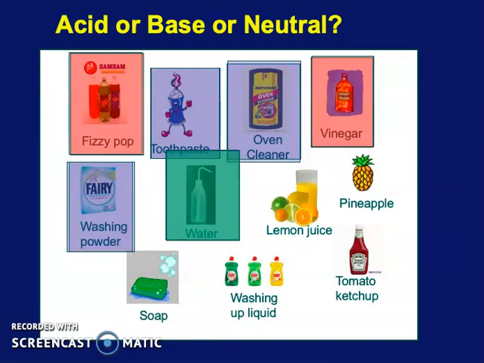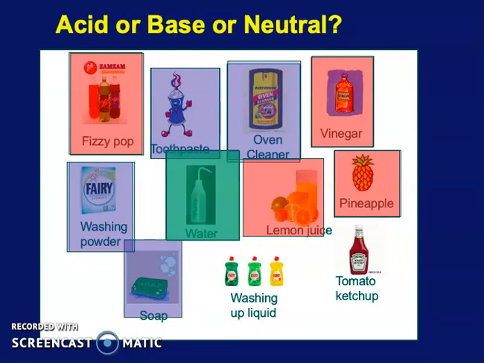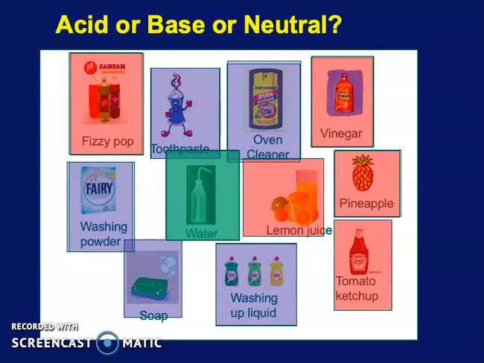It is neutral by an indicator. Lemon juice. Again, if you've ever drunk lemon juice, it's sharp, it's sour, so it has to be an acid. Pineapple, similarly, is an acid. Soap. We're in coronavirus land now where we're washing our hands all of the time. Soap is a base because it literally dissolves the coat of the virus. Washing up liquid is the same type of thing, it will dissolve fat, and so it is a base. And tomato ketchup, last but not least, while pleasant to eat, is an acid.